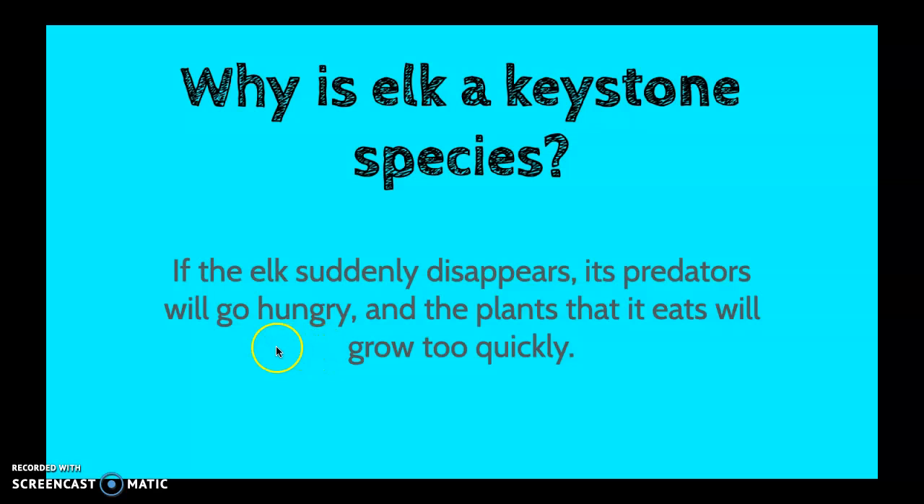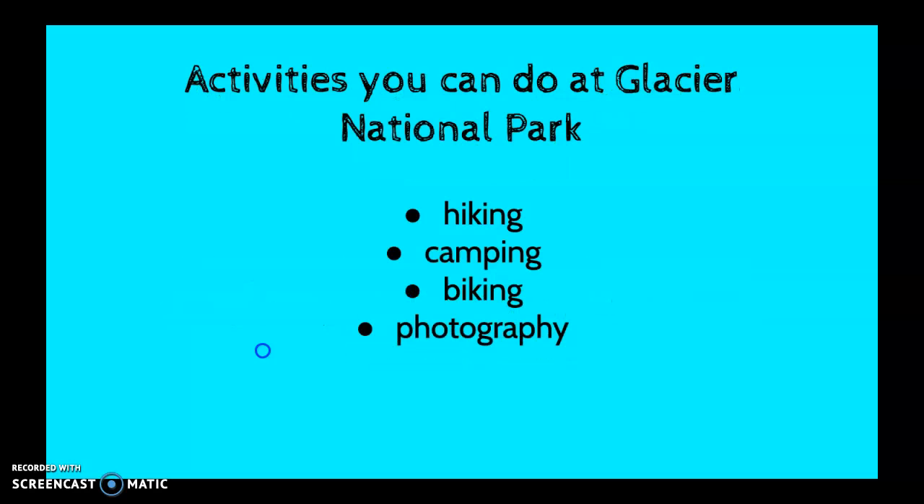Why is elk a keystone species? Elk is a keystone species because if the elk suddenly disappears, its predators will go hungry and the plants that it eats will grow too quickly. Activities that you can do at Glacier National Park include hiking, camping, biking, and you can also do photography.